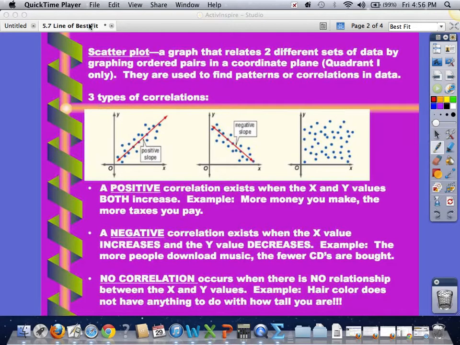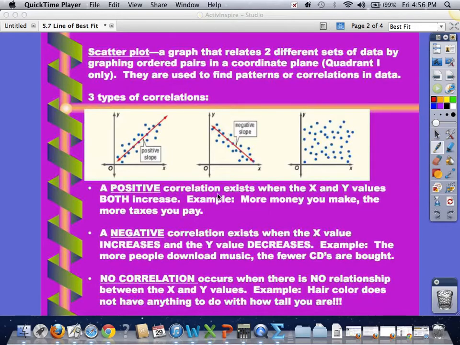Scatterplots are a graph that relates two different sets of data by graphing ordered pairs in a coordinate plane, and that would be quadrant 1 only. They are used to find patterns or correlations in data. So we're only going to be talking about one quadrant of the 4, and the 3 types of correlations are this one right here, which looks like a positive slope. That's going to be a positive correlation. This one right here is going to be a negative slope or a negative correlation. And this one doesn't have any, so that would be no correlation.